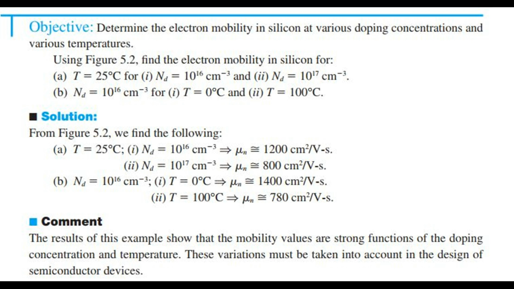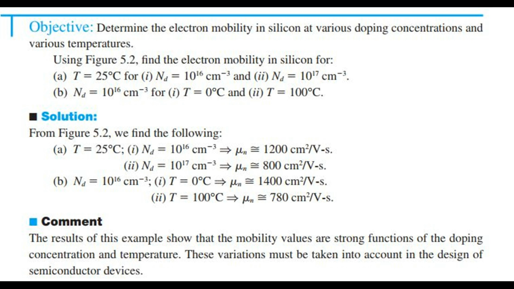A. T equals 25 degrees Celsius. 1, N_d equals 10 to the 16 per cubic centimeter, μ_n equals 1200 square centimeters per volt-second. 2, N_d equals 10 to the 17 per cubic centimeter, μ_n equals 800 square centimeters per volt-second. B. N_d equals 10 to the 16 per cubic centimeter. 1, T equals 0 degrees Celsius, μ_n equals 1400 square centimeters per volt-second. 2, T equals 100 degrees Celsius, μ_n equals 780 square centimeters per volt-second.